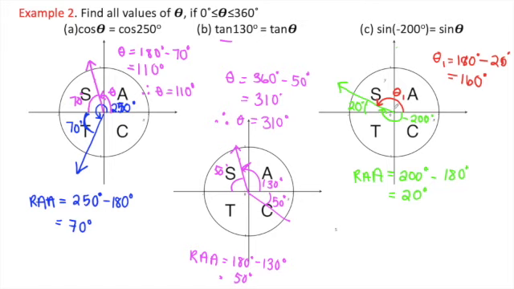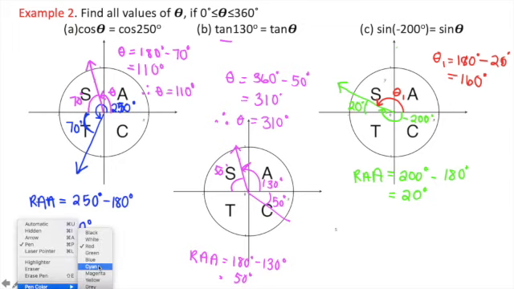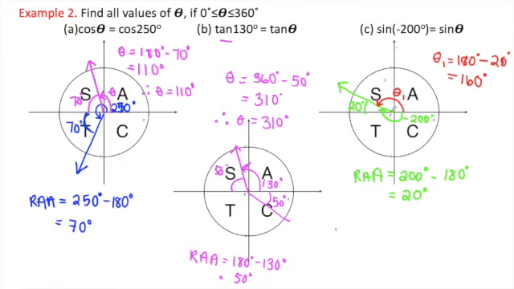Where else is sine positive? Sine is positive in our first quadrant. So you're going to draw it here. You know that you have a related acute of 20 degrees. So your other theta 2, no math here, is going to be 20 degrees.